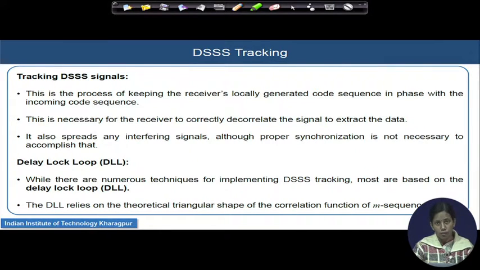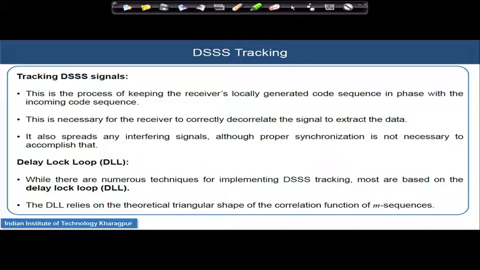And why is it so important? Because in the presence of that misalignment, the data detection will have a high amount of error, which may even lead to the drop of the packet, because the packet error rate will be so high that it won't be accepted by the MAC layer next.